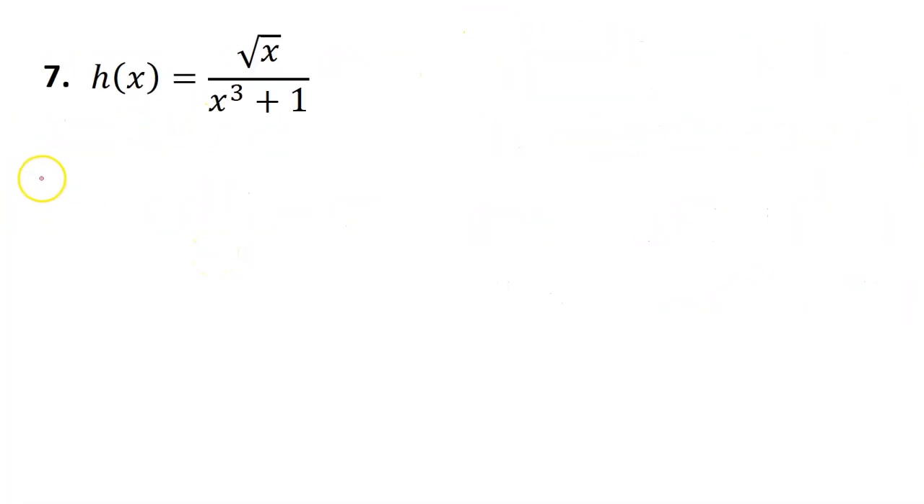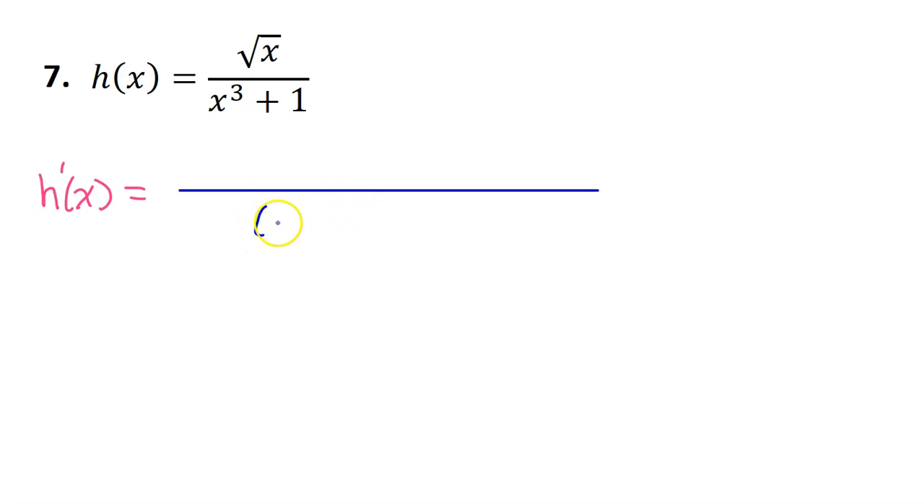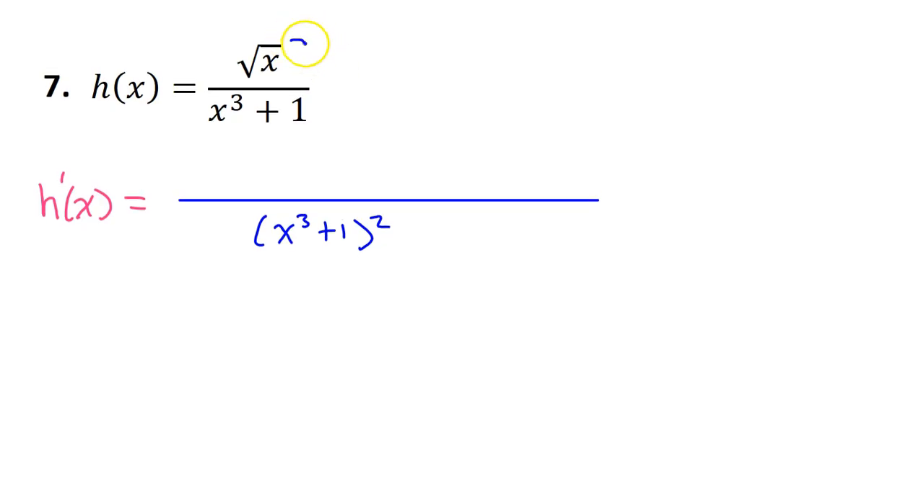Number 7, another quotient rule problem. Let me not forget the prime this time. So quotient rule. At the end, the bottom squared will go. So I'm just going to knock that out first. Bottom squared will go. And I'm looking at this square root of x as x to the 1/2 power.